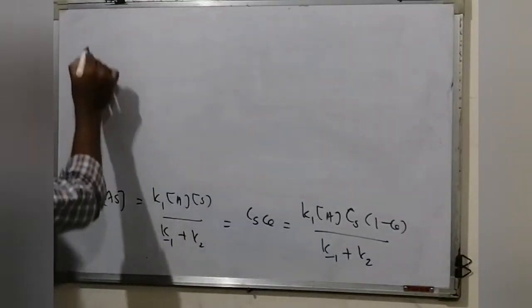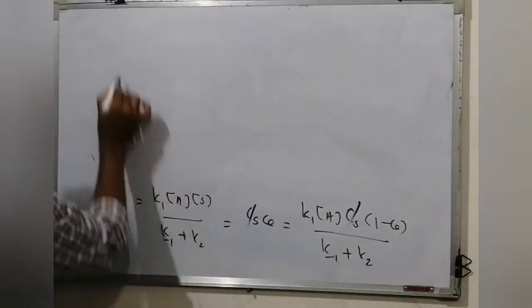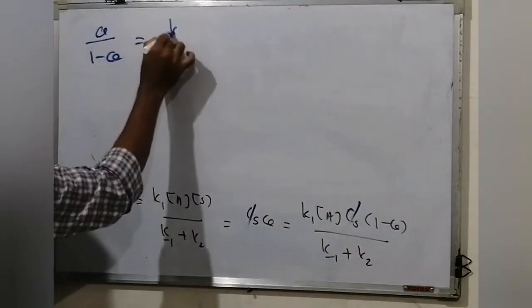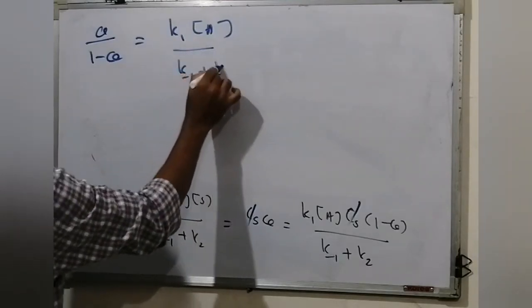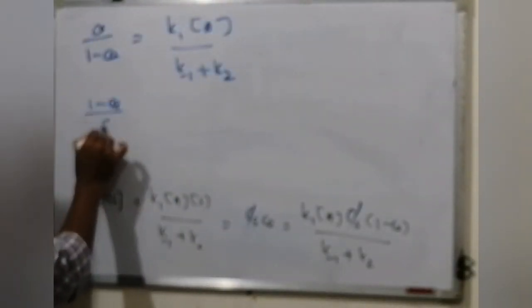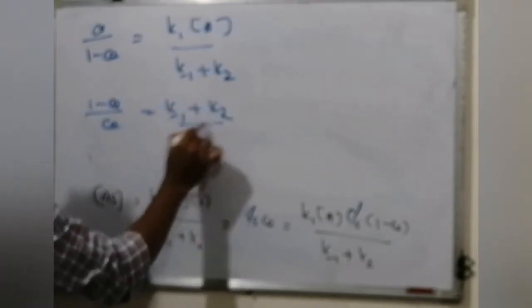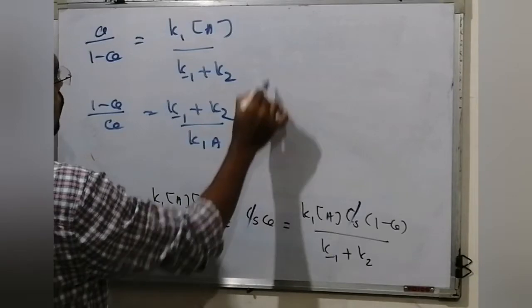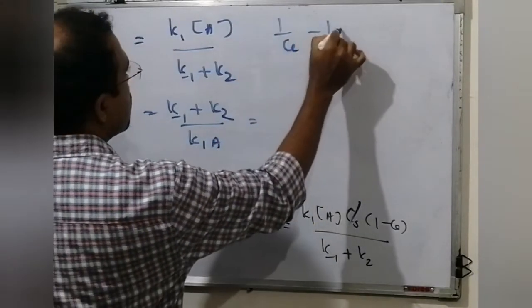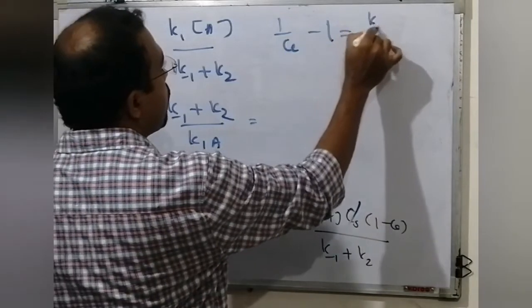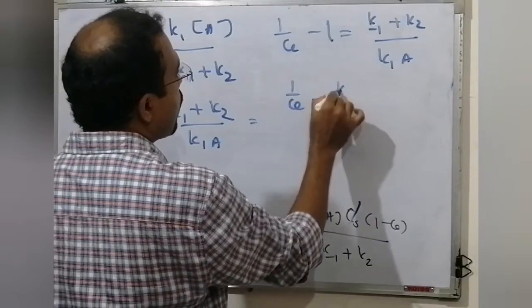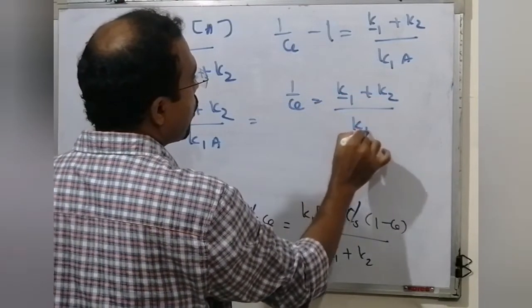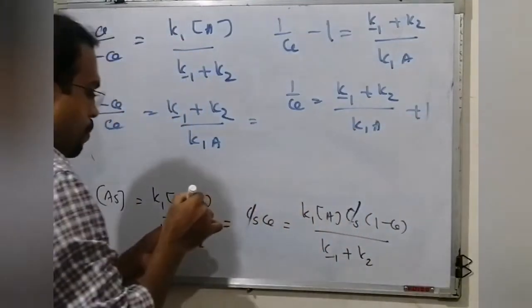Therefore, this Cs and Cs cancelled. Theta divided by 1 minus theta is equal to K1 A divided by K minus 1 plus K2. Or invert: (1 minus theta) by theta is equal to K minus 1 plus K2 divided by K1 A. Or 1 by theta minus 1 is equal to K minus 1 plus K2 divided by K1 A, or 1 by theta is equal to K minus 1 plus K2 divided by K1 A plus 1.